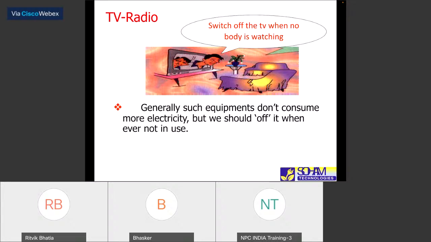So that from inside they should not come out. Where are the people? Those who are not looking. So this is just a small picture which we have done. At many places we have seen that TVs and other things are kept on without being used. Generally, such equipment does not consume much electricity, but we should keep it off when not in use.